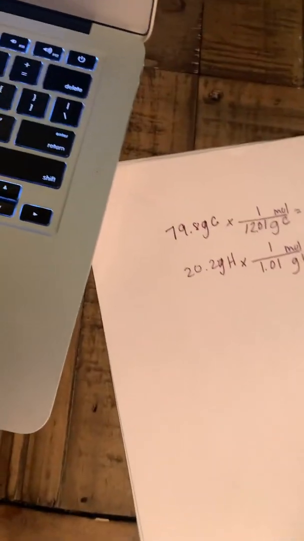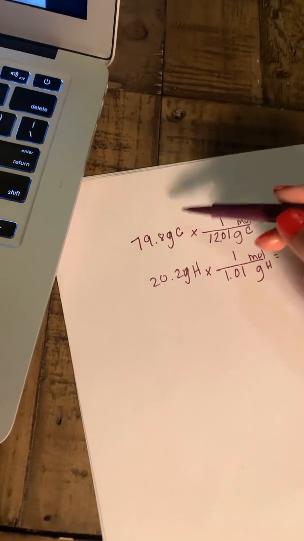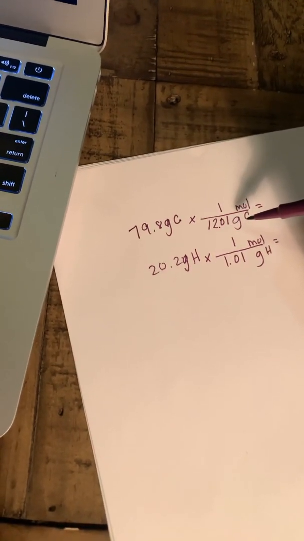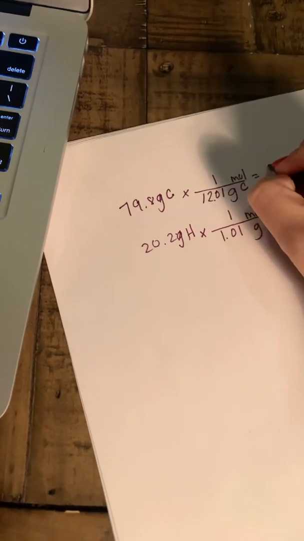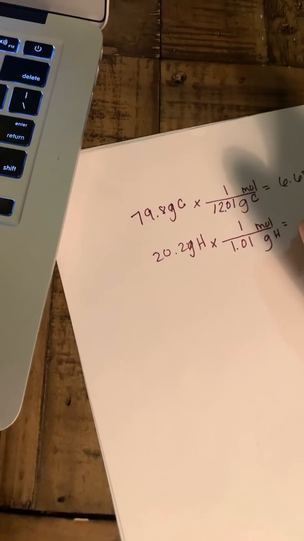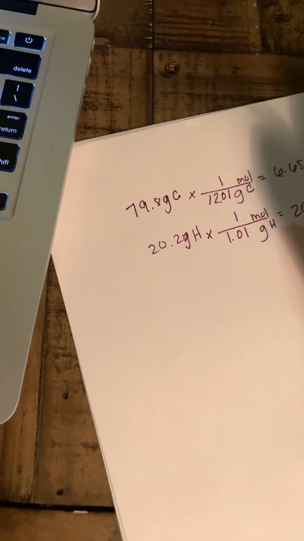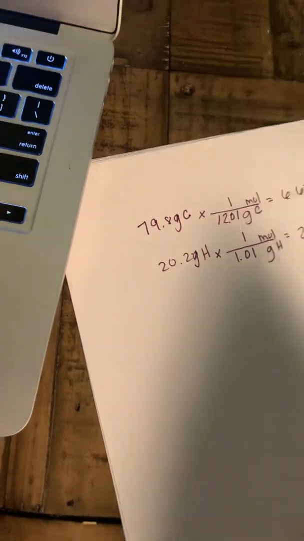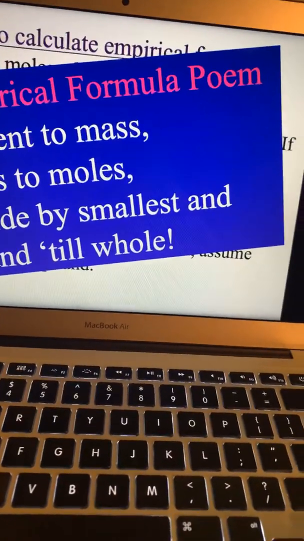All right, so from here, once you change your percentage to moles, you divide by 12.01 and you should get 6.65 moles of carbon. And for hydrogen, once you divide, it should be 20.0 moles of hydrogen. Right, so the next step is divide by the smallest and round to whole.